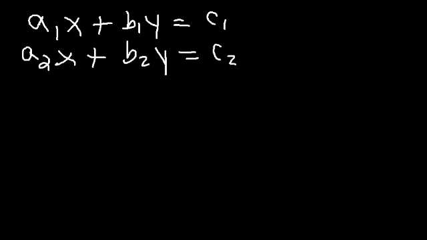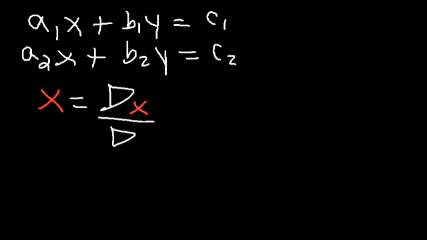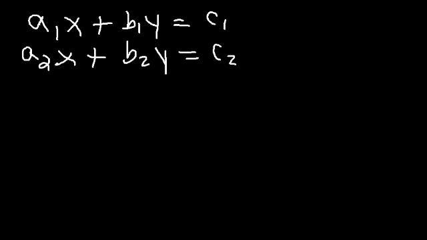So to calculate the value of x is going to be dx divided by d, where d is the determinant of a 2x2 matrix, and y is equal to dy divided by d. So how do we find d, dx, and dy? What do we need to do?